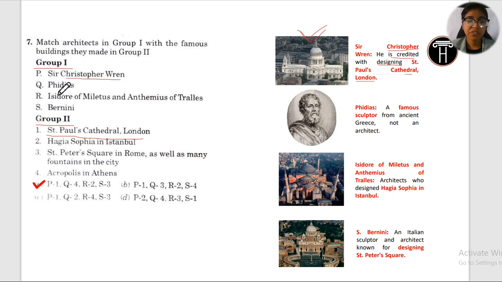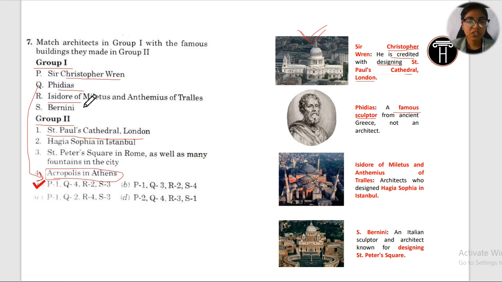Second you have is Phidias. So Phidias was a famous sculptor. Okay, so for Q we have 4. He is involved in the Acropolis in Athens, in the construction of the Acropolis in Athens. So Phidias was a sculptor.